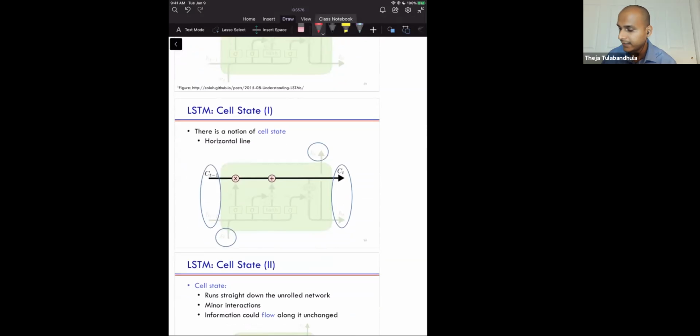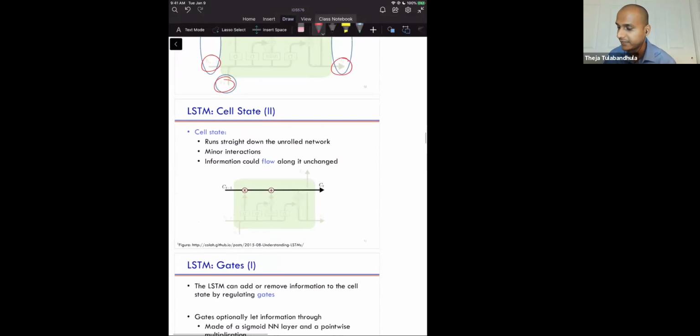So C t minus 1 and C t are the cell states at different steps. This block is called a cell. But there are a few other aspects, additional inputs and additional outputs that I've not discussed. Let me first describe the cell state fully. It runs straight down the unrolled network. If you had, let's say, a 4-length sentence, then this block would be repeated 4 times or 3 times. Then the cell state would run from the first cell all the way to the third cell.